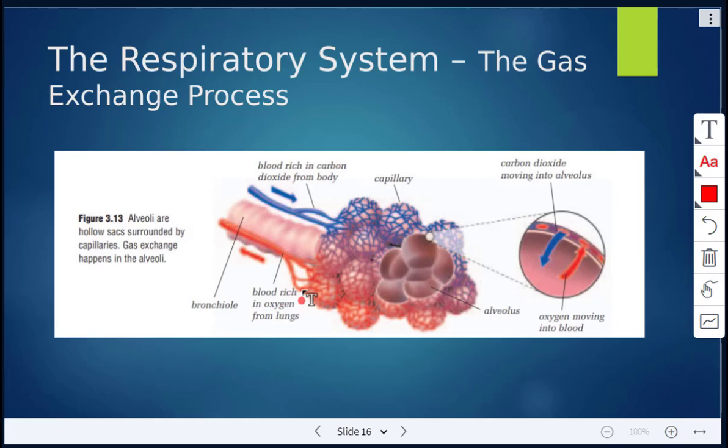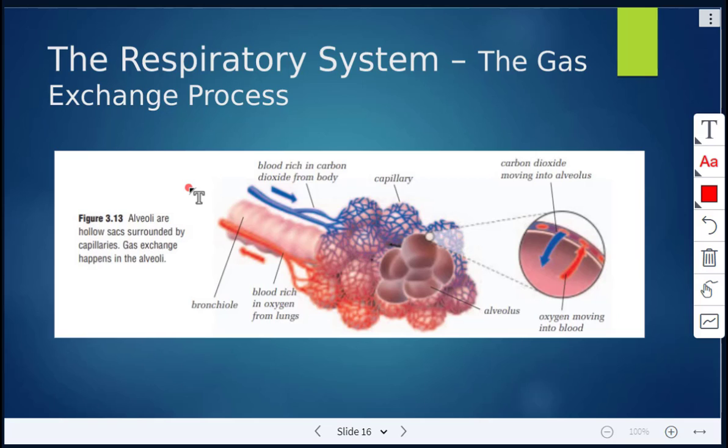All right, so this is a bronchiole, and this is an alveolus here. And so blood that is rich in oxygen from lungs is shown in red, and blood that is rich in carbon dioxide from the body is shown in blue. All right, and then here we can see the gas exchange happening. Okay, so the carbon dioxide is going to move into the alveolus, back through the bronchiole, back through the bronchi so that we can breathe it out.